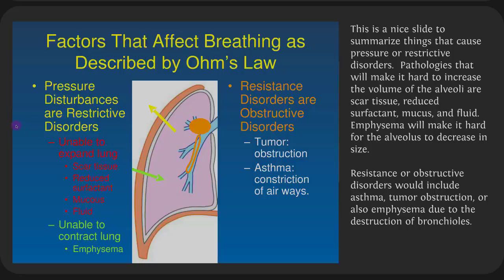This is a nice slide to summarize some of the things that cause pressure or restrictive disorders. Pathologies that make it hard to increase the volume of the alveoli are scar tissue, reduced surfactant, mucus, and fluid. Emphysema will make it hard for the alveolus to decrease its size. That's still a pressure or restrictive disorder. Resistance disorders or obstructive disorders would include things like asthma, tumor obstruction, or also emphysema due to the destruction of bronchioles.